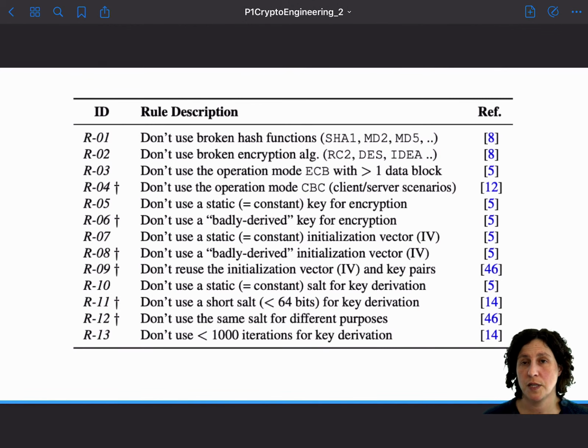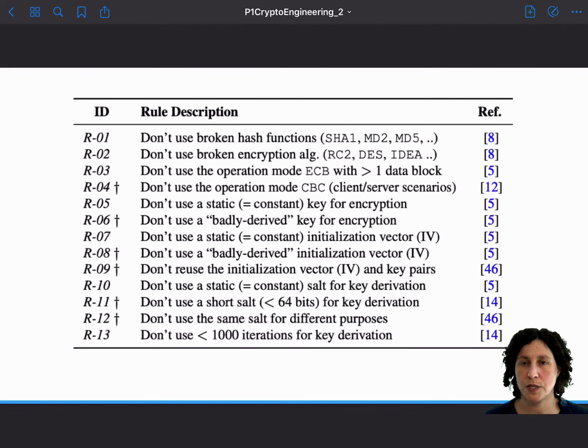And the same, of course, goes for encryption algorithms. You shouldn't be using DES. If you have to use DES, please use triple DES. RC2, RC4, IDEA, all of them are badly broken. So they would check for that. So that was their second rule.